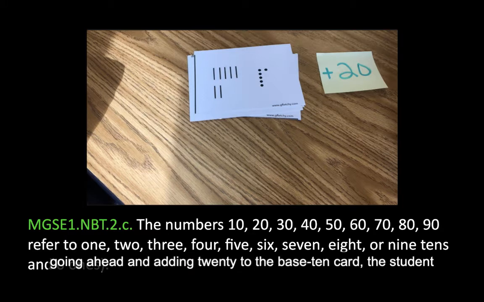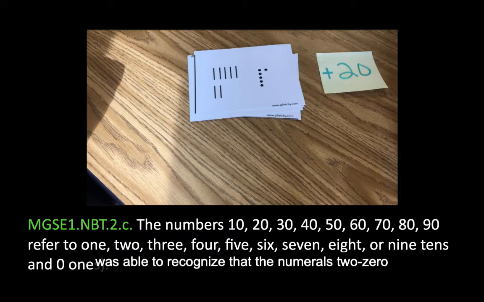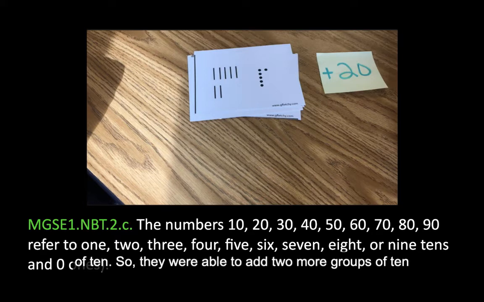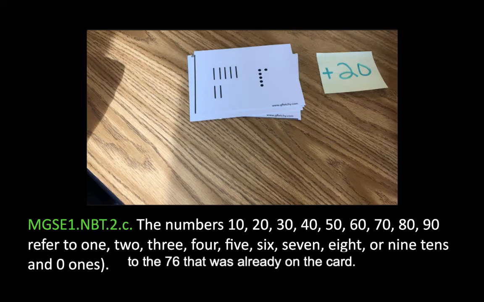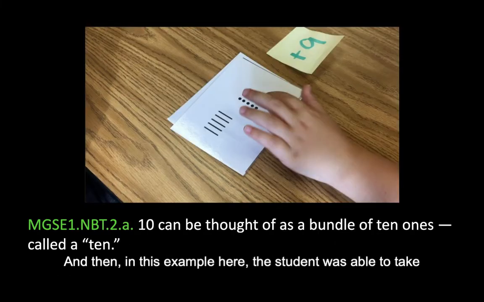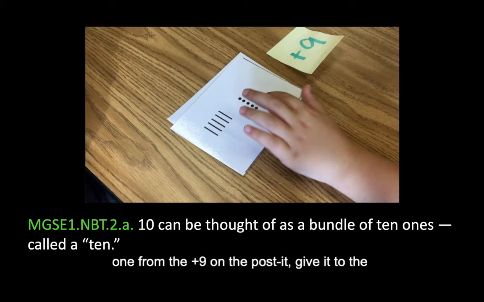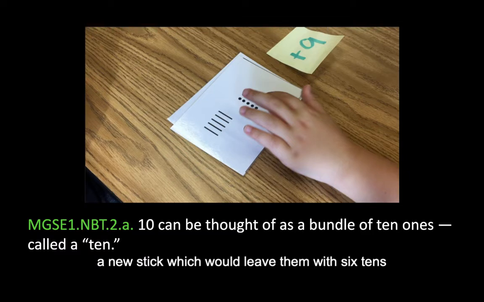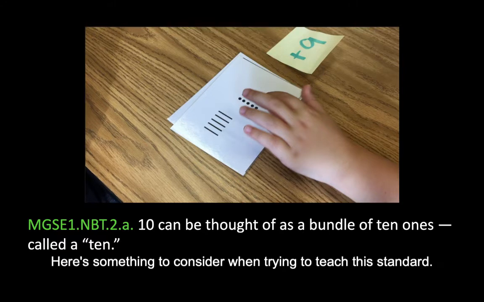Well, when they were adding 20 to the base 10 card, the student was able to recognize that the numeral 20 had a value of 20, which also means that it's 2 groups of 10. So they were able to add 2 more groups of 10 to the 76 that was already on the card. And then in this example here, the student was able to take 1 from the +9 on the post-it, give it to the 9 that is on the card to make a new bundle of 10, and create a new stick, which would leave them with 6 10s and 8 leftover 1s on the post-it.